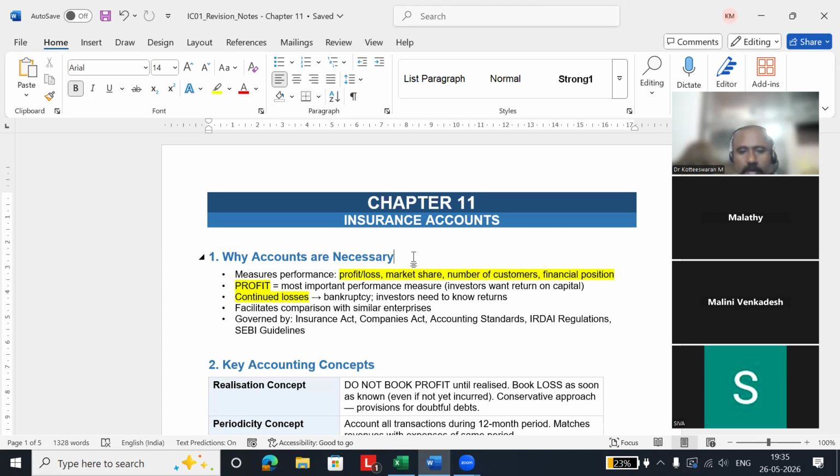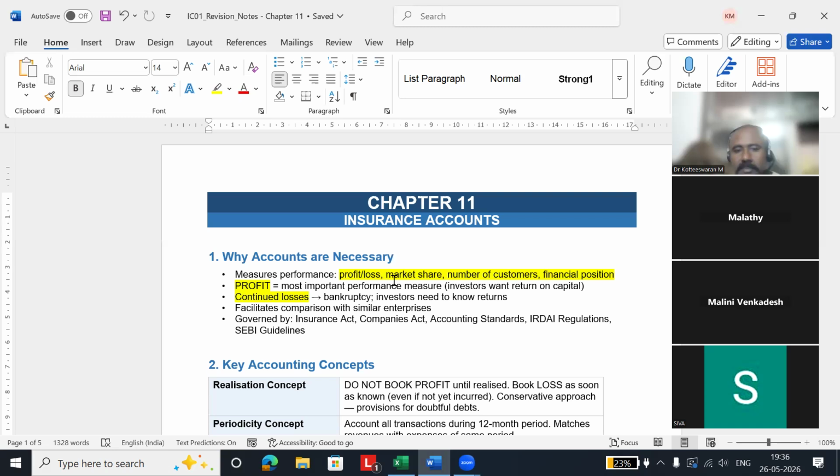Any one of the concepts they will be following for accounting their profit or loss. So why do we need accounting? Everybody needs accounting. Without accounting, we cannot have a view of how the business is going on. An insurance company, again, is a business. So they should know whether it's going in the right direction, we are getting some profit, or it is going in a different direction where we are expecting more losses.